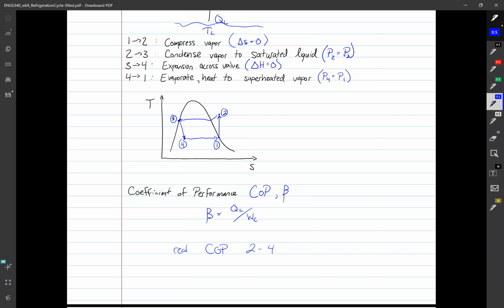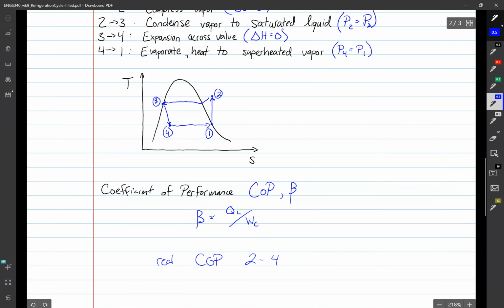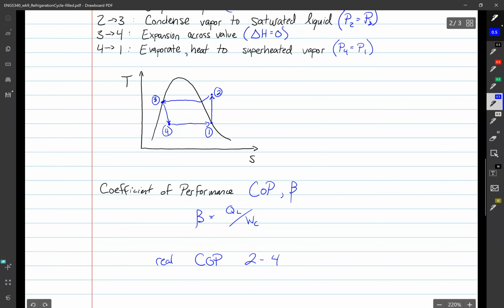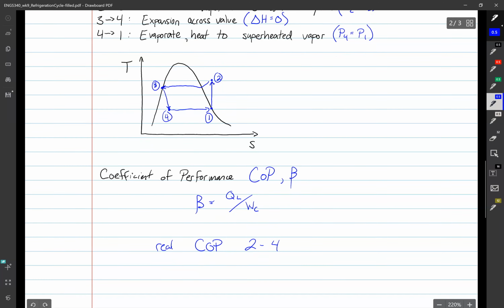This doesn't violate the first law of thermodynamics, the energy balance law, because we're not converting heat to work or work to heat. We're using work to move heat. That's the distinction. Where in a power cycle, we are doing a conversion process, here we're doing a moving process.